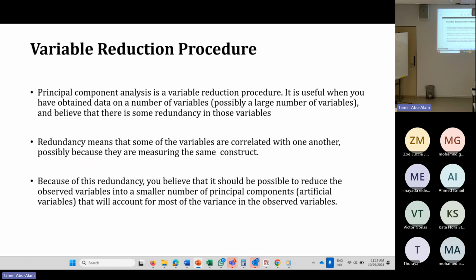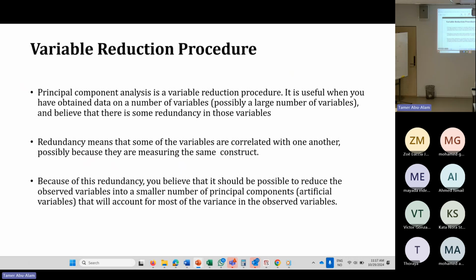This is a theoretical background. Principal component is a variable reduction process. It's useful when you have obtained data on a number of variables, possibly large data, not our example 3 data. It's not a large data set, and you believe that there is some redundancy in those variables.